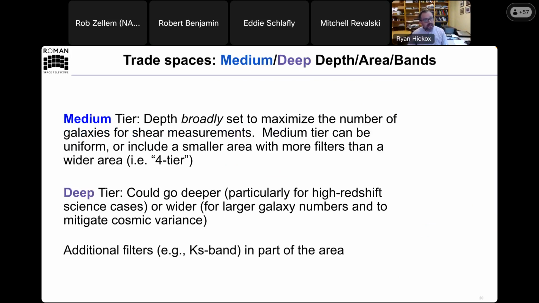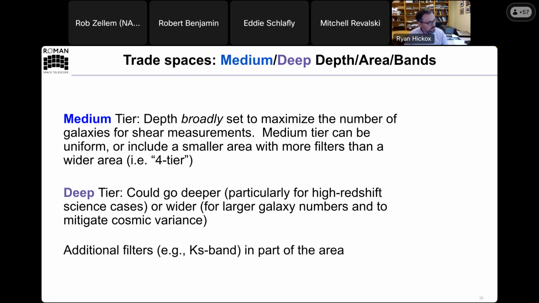So for the medium and deep areas, again, this is the survey that broadly corresponds to the design reference mission in terms of depth and bands. The depth would be broadly set to maximize the number of galaxies for weak lensing shear measurements. And it turns out that the 140 second exposure, the depth that you reach there, is pretty close to the most efficient depth you can get, given observing overheads and other things, for maximizing this number of galaxies. So there are some small tweaks around that, but that was where the exposure time came from in the design reference mission.